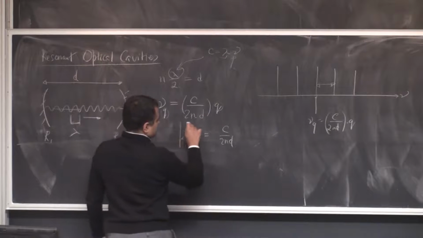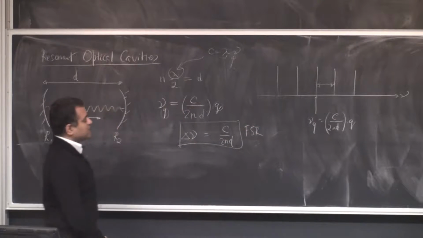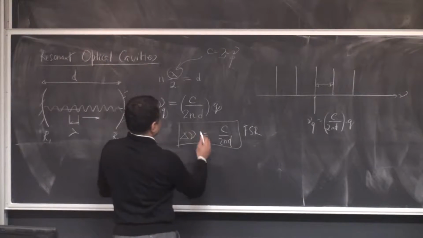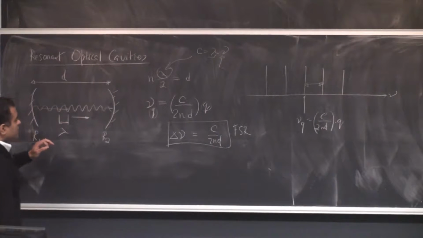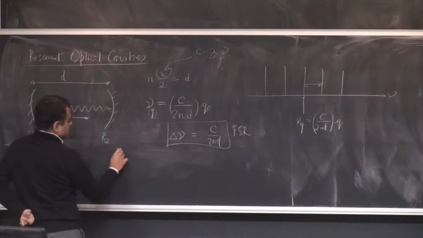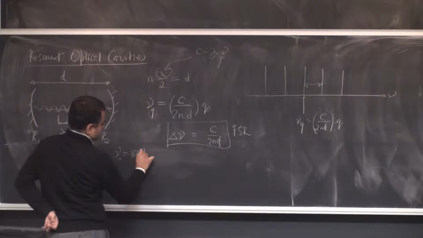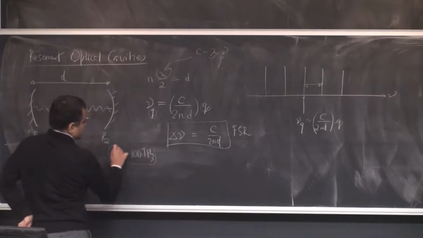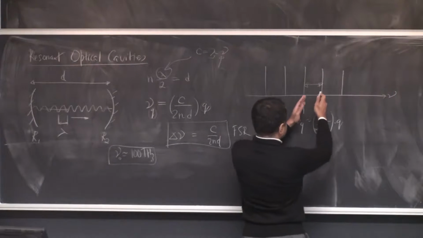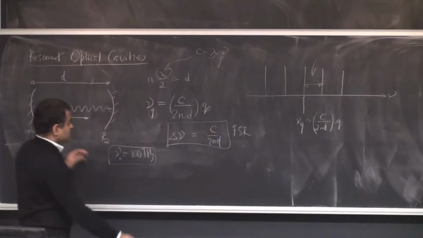So, and that's your free spectral range, or FSR, right? And just as a calibration, again, the frequency of visible light would be of the order of 100 terahertz. Depends on the wavelength and the color and other things. But these are much smaller. Okay? These are typically in megahertz or gigahertz, depending upon the size.